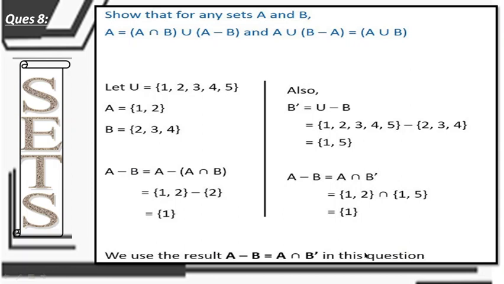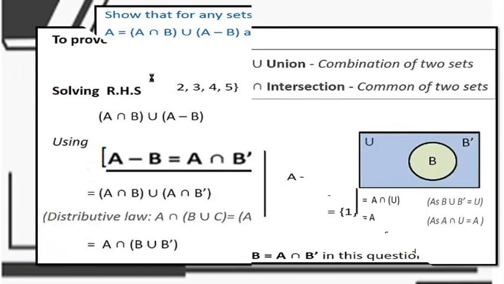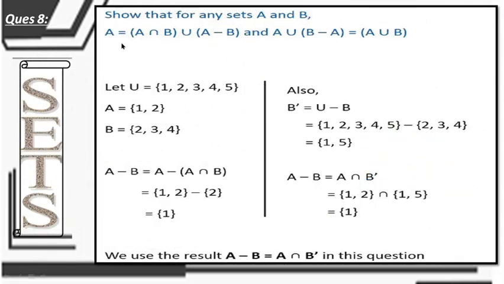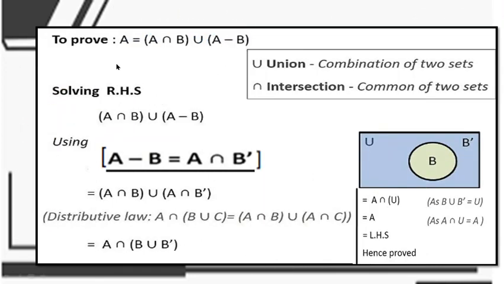Now we are going to use this thing. First of all, we have to show that A is equal to (A intersection B) union (A minus B). Here it is given in the question. We have to prove two parts. So one I am doing, the second you will try yourself. A is equal to (A intersection B) union (A minus B).